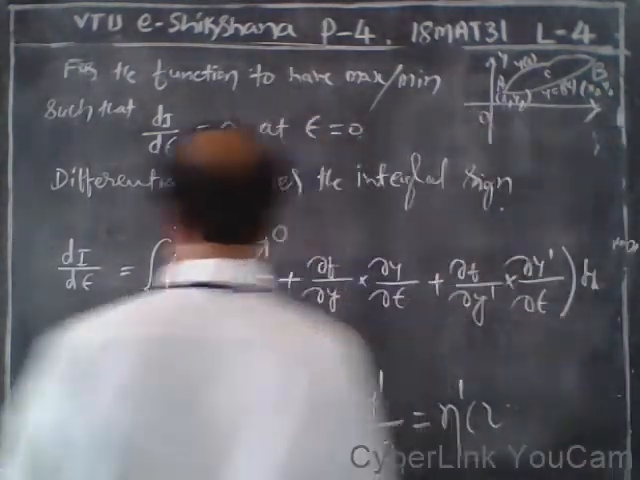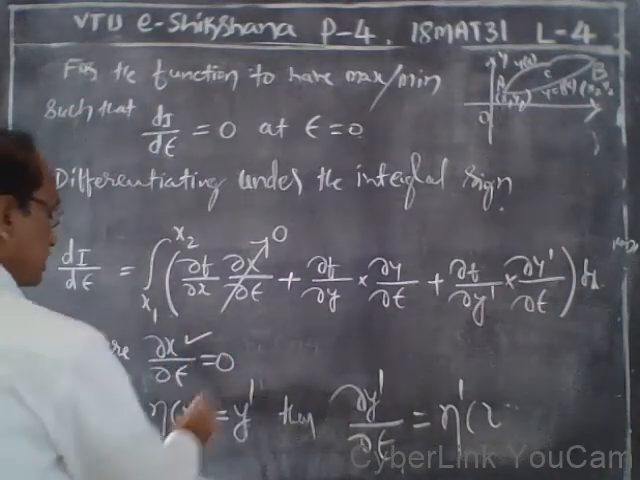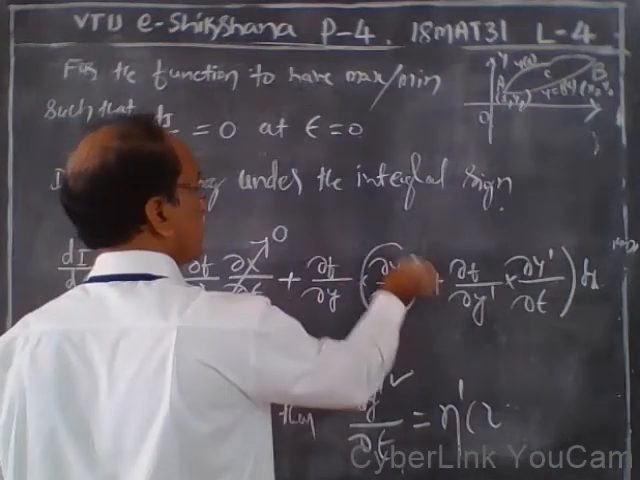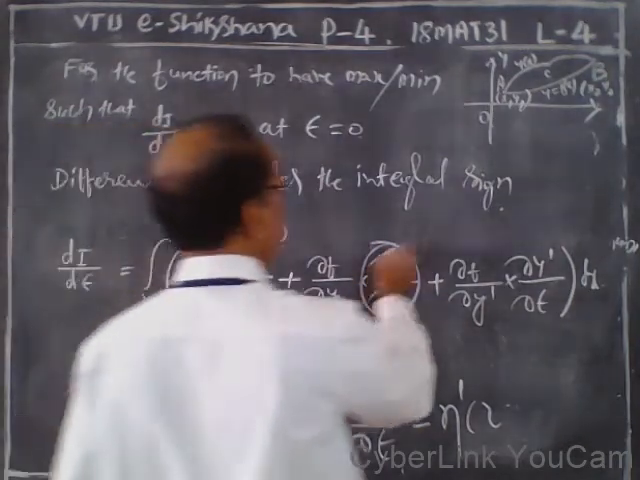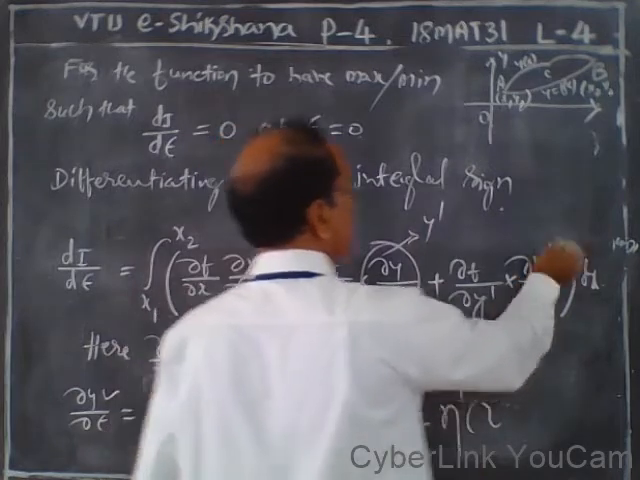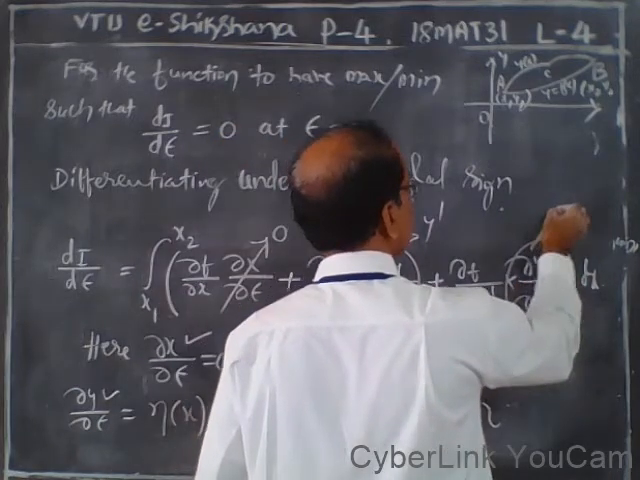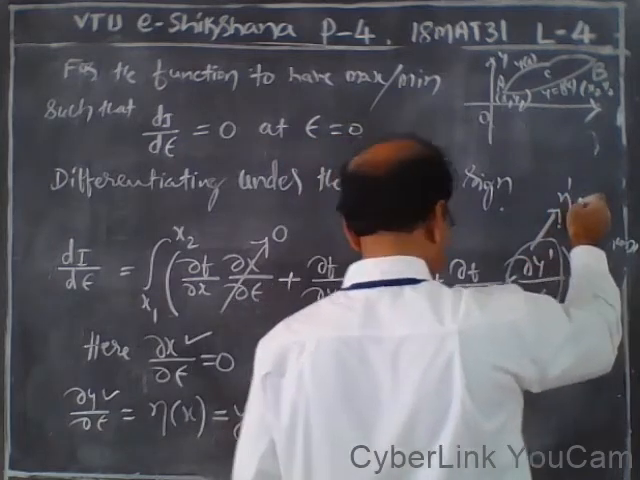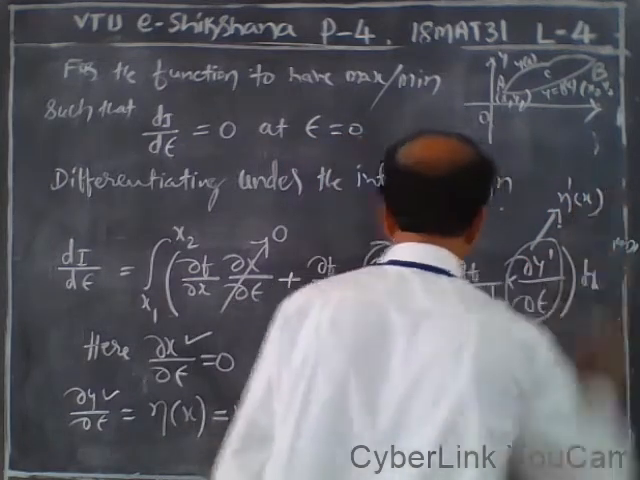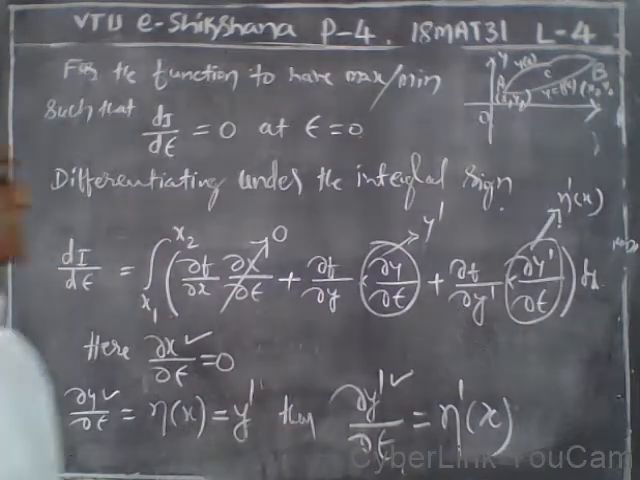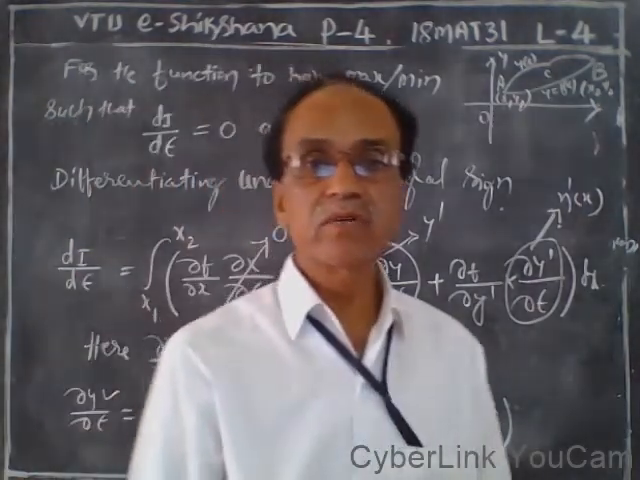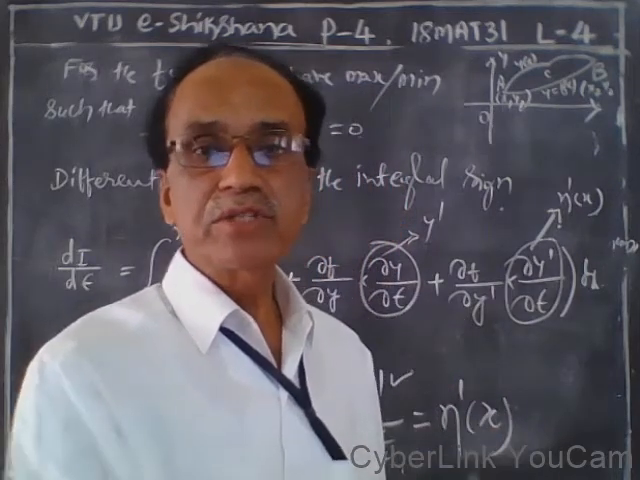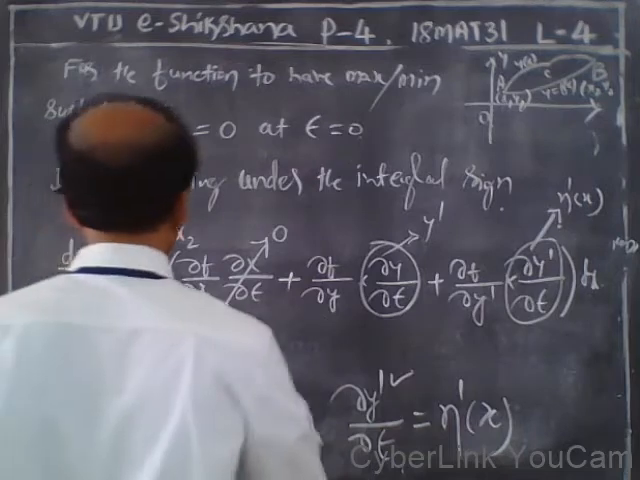So these three values we have identified, 1 and then 2 and then 3. That means this value we have taken as y dash, this value we have taken as eta of x, and that is eta dash of x. This is differentiation under the integral sign, because that function contains three quantities. So 3 means it is a partial derivative, and we have to differentiate each individual term.